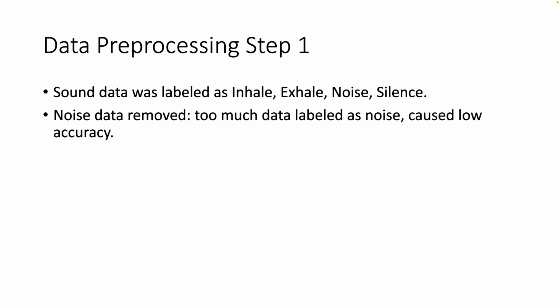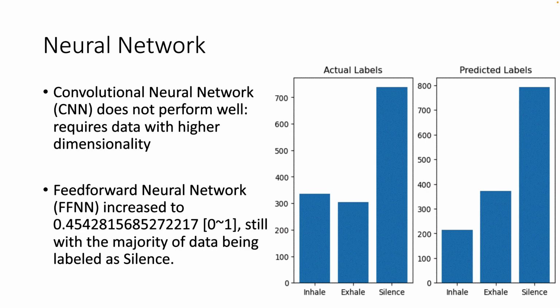So first, we want to pre-process the data. Our first technique is to remove the noise, which would make the data cleaner. And then we use a neural network to analyze the results. The CNN just doesn't work, so we turned to an FFNN, which results in an accuracy a little bit worse than guessing. And finally, this is our visualization.